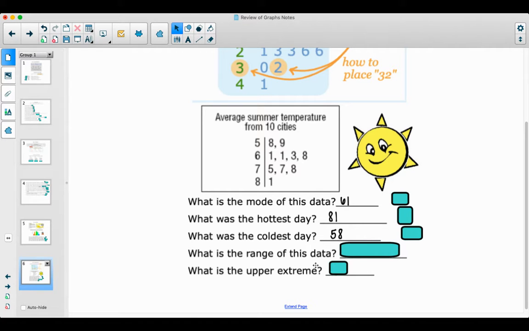What is the range of this data? Remember, range means max minus min. So 81 minus 58, which would get me 23. And then what was the upper extreme? Same idea. What's that max number? So 81. So hopefully there are no questions on stem and leaf. If anything pops up, please email me or reach out to me so we can go over any questions before our quiz on Thursday.